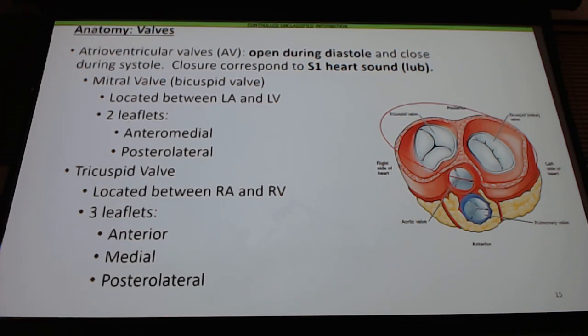And then just knowing the valve leaflets, the atrioventricular valves, your tricuspid and your mitral valve, are open during diastole, and they close at the onset of systole, which corresponds to the S1 that you hear in auscultation. Know that there is a difference in the mitral valve, where it's the only valve that has 2 leaflets. All the other 3 valves have 3 leaflets.